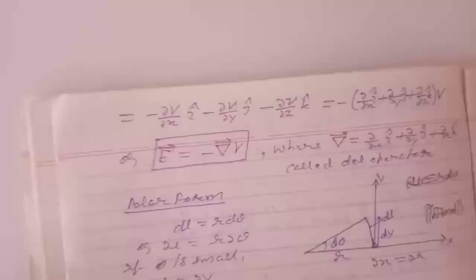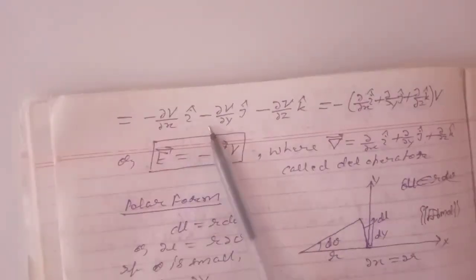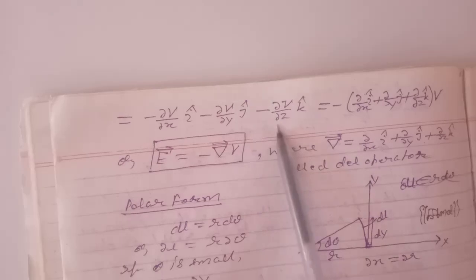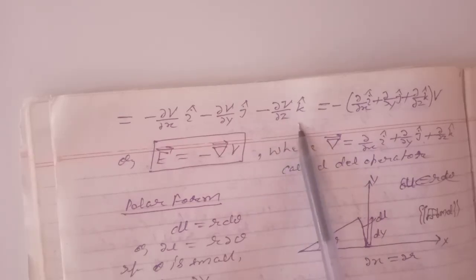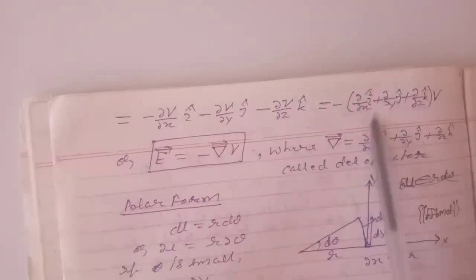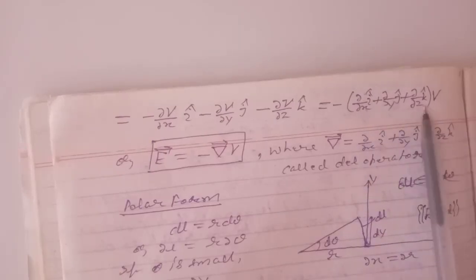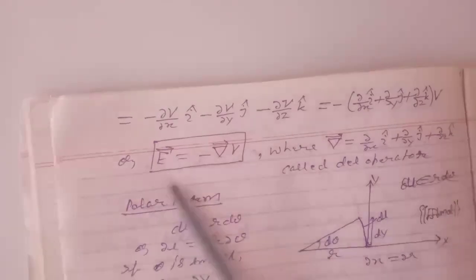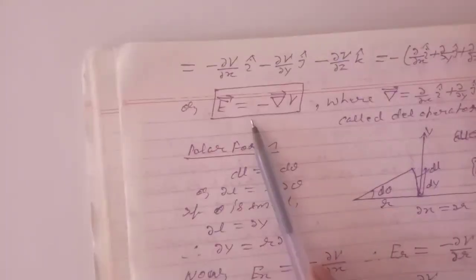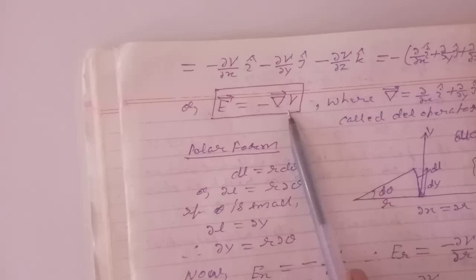So E equals minus of del V by del x into i cap, minus of del V by del y into j cap, minus of del V by del z into k cap. When this is written as minus of (del/del x i cap plus del/del y j cap plus del/del z k cap) into V, or E vector equals minus of gradient V, or it is written as del operator.